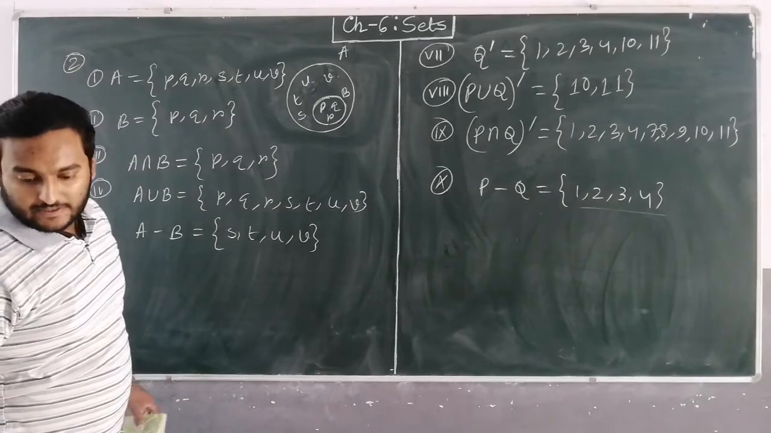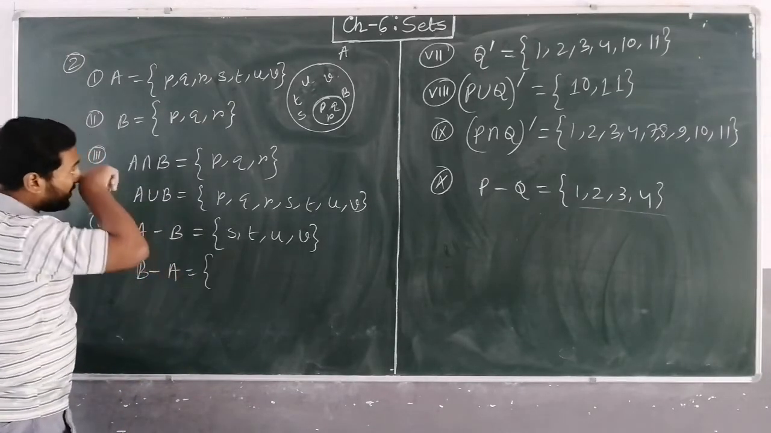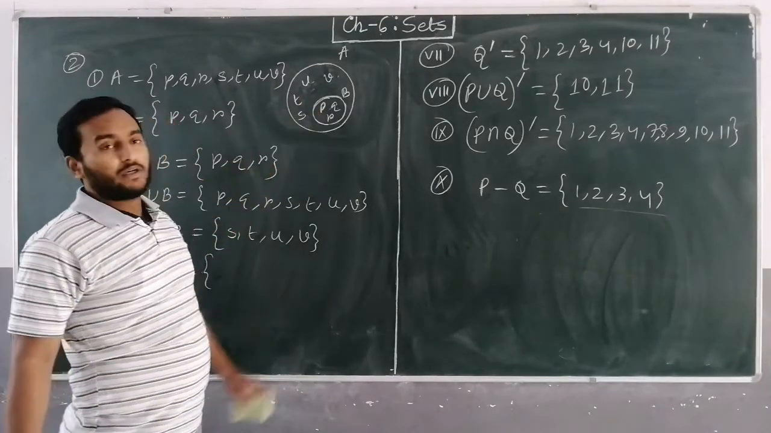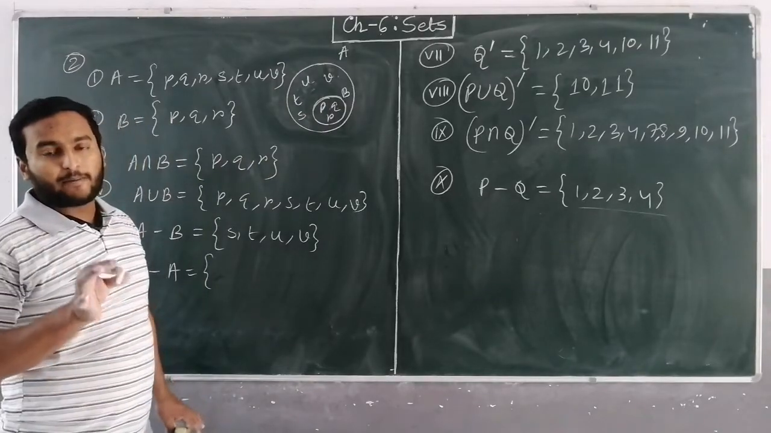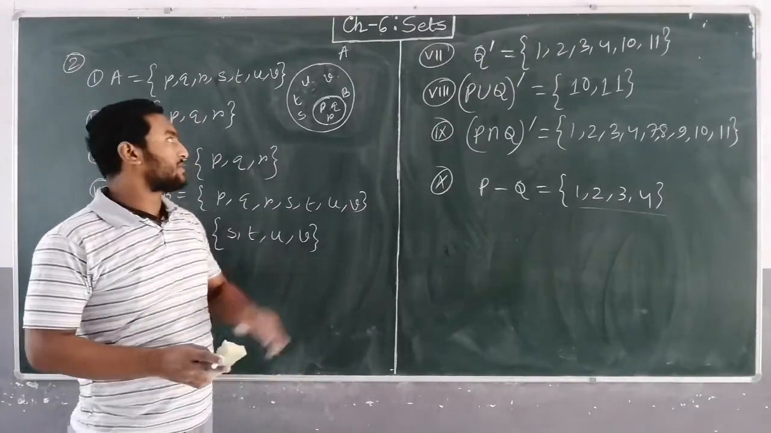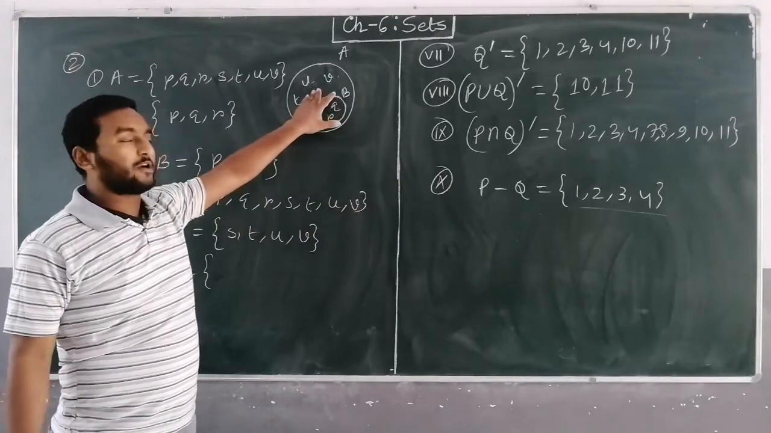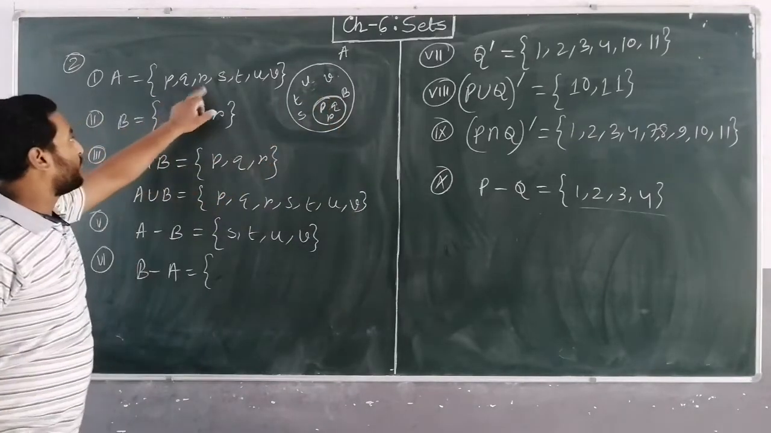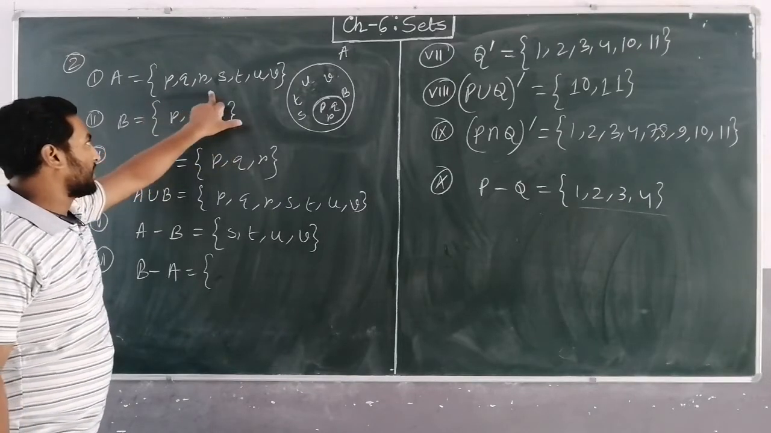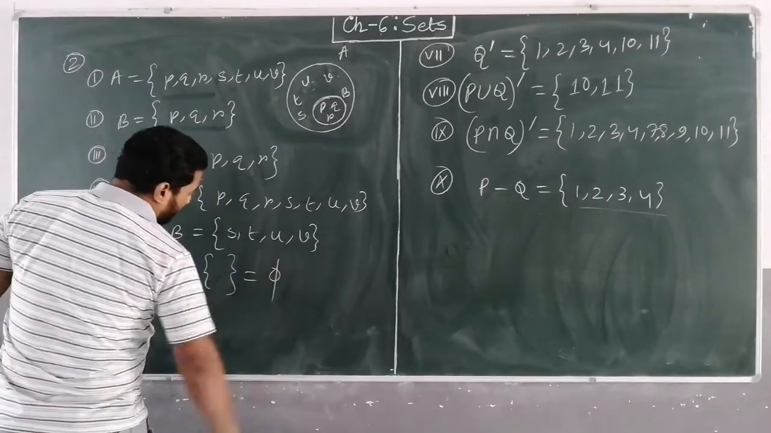Sixth part, you have to find B minus A. B minus A is the elements that are part of B but not part of A. So there is no such element, because P, Q, R, all these elements of B are part of A always. See this, P, Q, R and P, Q, R. So elements of B are present in A. So B minus A will be the empty set, or you can say phi.